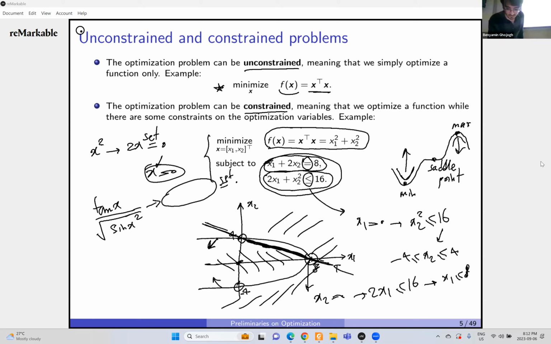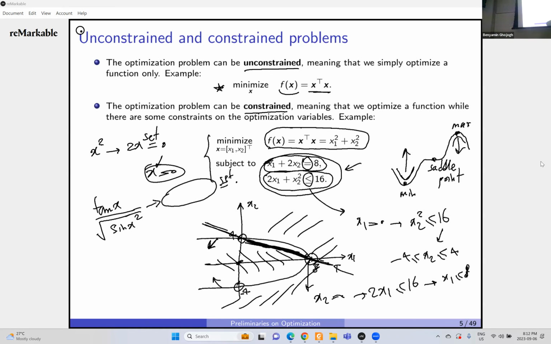Now, I have to satisfy these two constraints simultaneously. So I have to be on the line and I have to be inside the quadratic function. So I have to be here. Now this is satisfying the constraints.